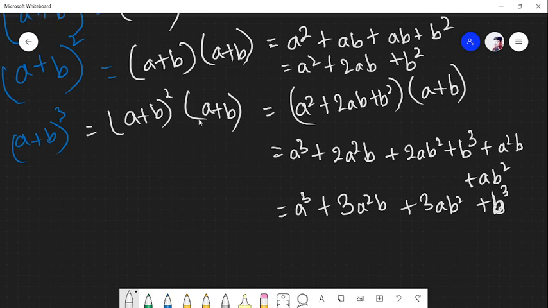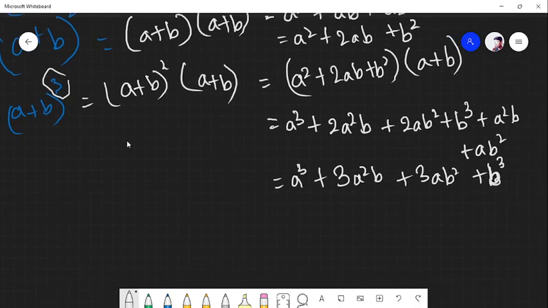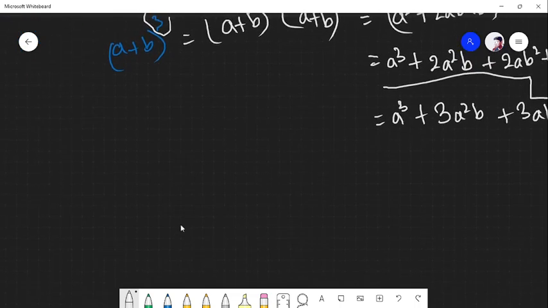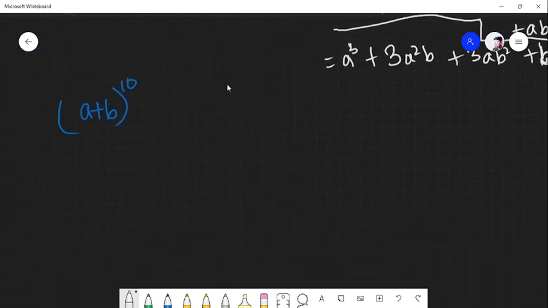So here, the more we add powers, the more painful it gets. Just by finding a plus b to the cube, it cost us some real amount of time. So imagine how painful it would be if we were to deal with something like a plus b to the power 10. It would take you all day long, or maybe even more than that. And this is where the binomial theorem becomes really useful.